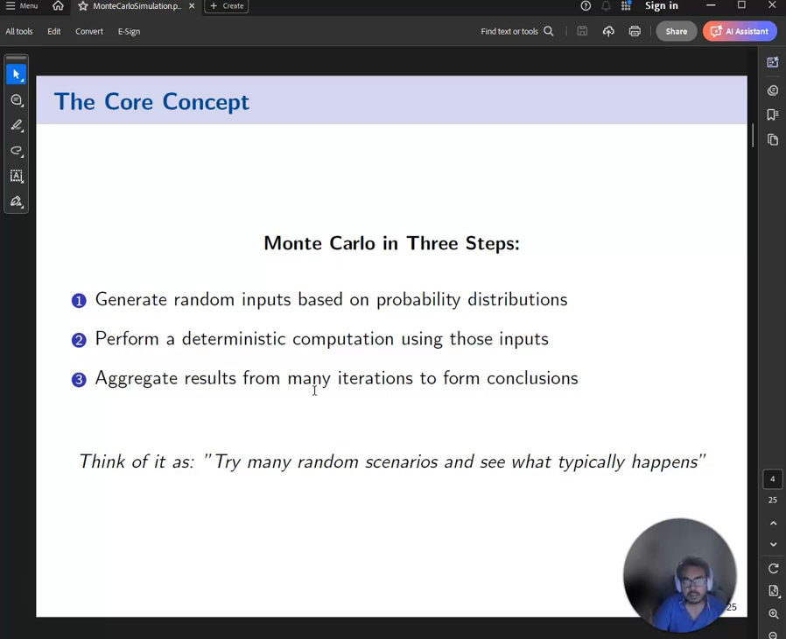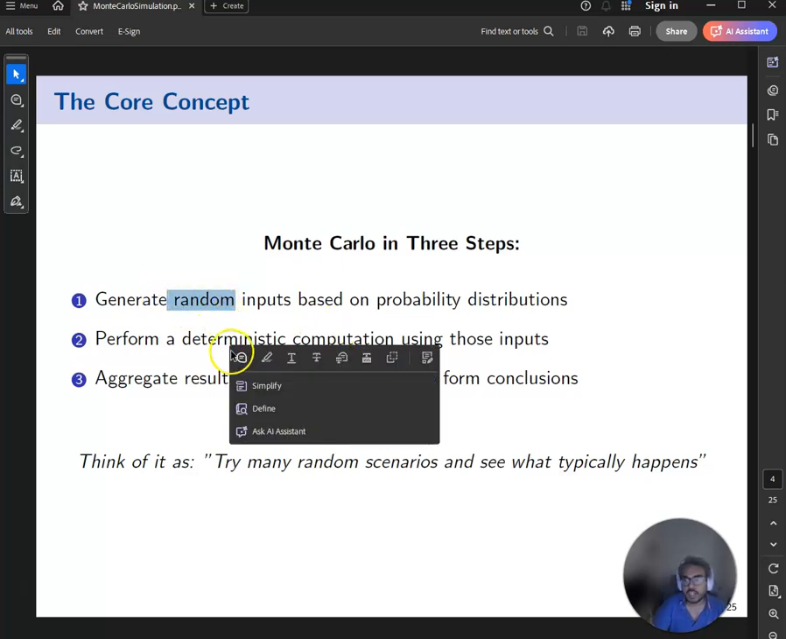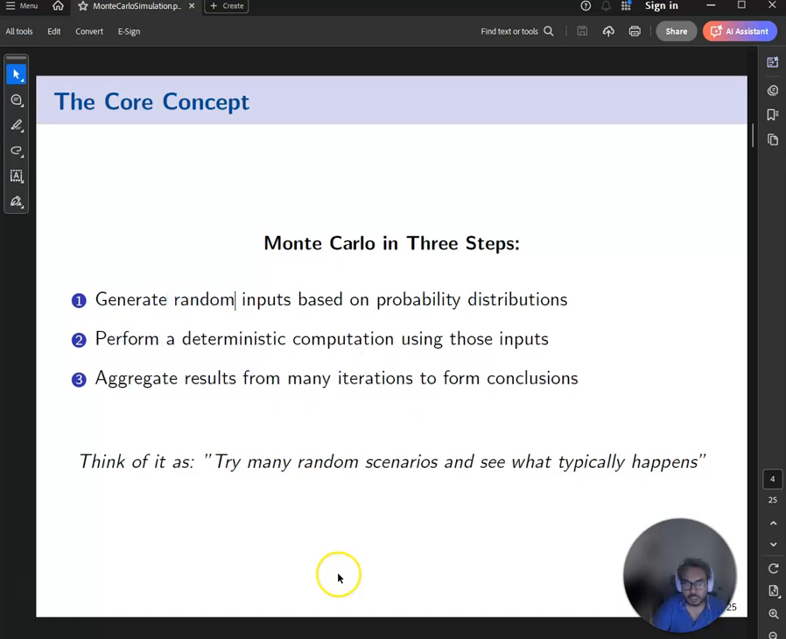At heart, Monte Carlo simulation involves three steps. Step one, we generate random inputs based on probability distributions. These distributions represent the uncertainty in our variables. For example, if we are modeling stock prices, we might generate random price movements based on historical patterns.